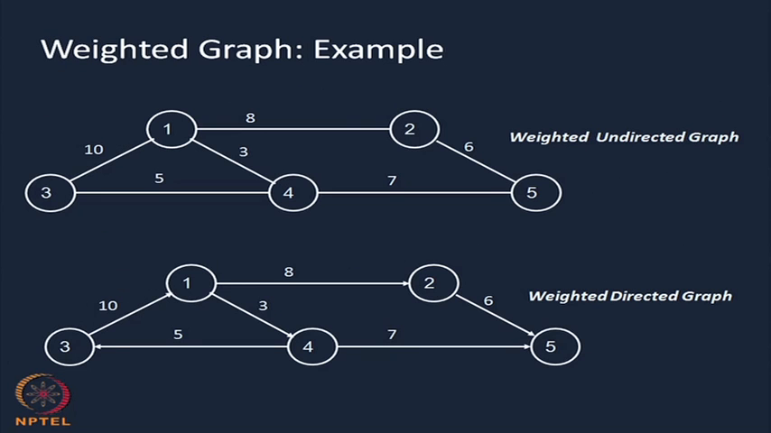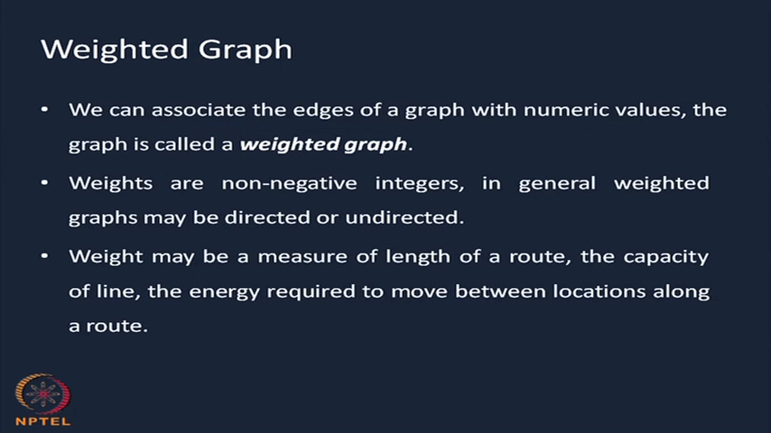So, see the example: the first one is the weighted undirected graph. You have put the weights; if you see 1 to 2, the weight is 8, 2 to 5 the weight is 6, and in this way the weights are given. So, these are weighted undirected graphs, whereas in the next figure there are directions from 1 to 2, 1 to 4, similarly 4 to 3, and weights are given. So, the next example is for weighted directed graphs.